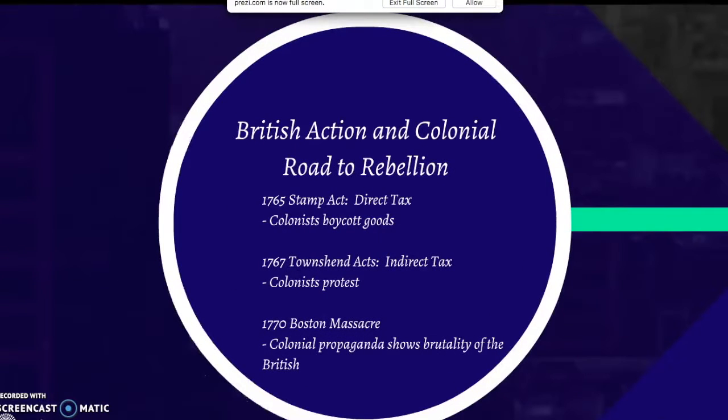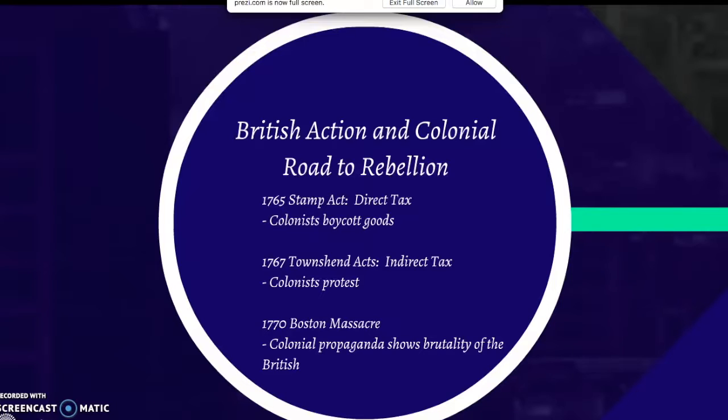Some of these taxes were things like the Stamp Act, which was a direct tax on goods that people were using for contracts and things. Basically, colonists started to boycott this tax. Eventually, there were indirect taxes like the Townshend Acts, where colonists started to do active protesting. And then eventually, the biggest act of protest, which was the Boston Massacre, where colonial propaganda showed the brutality of how martial law and strict use of violence was being used in Boston by members of the British Army on some rebelling colonists.